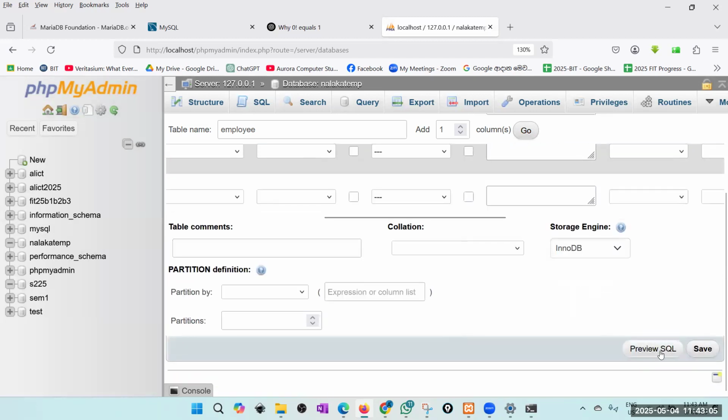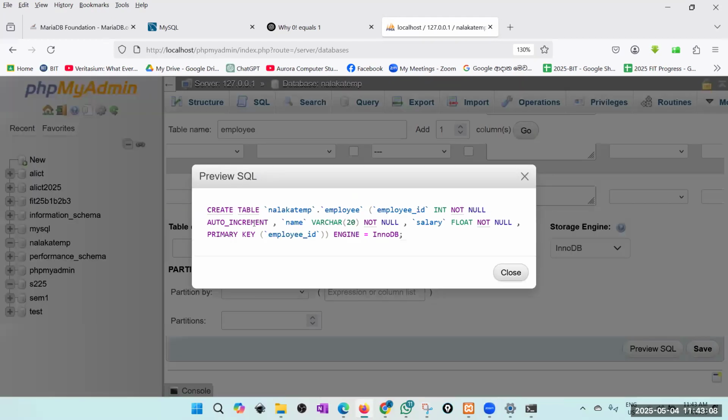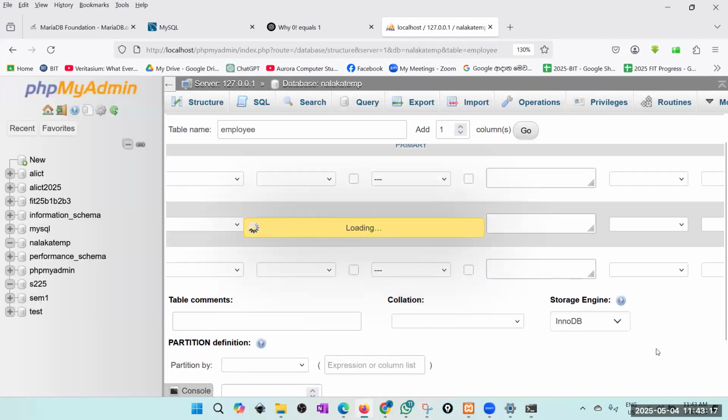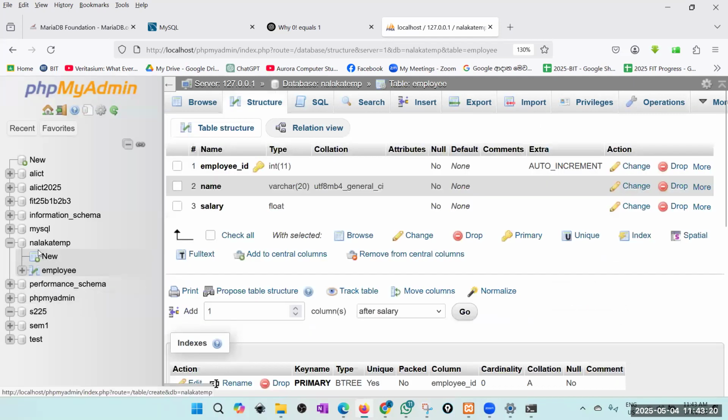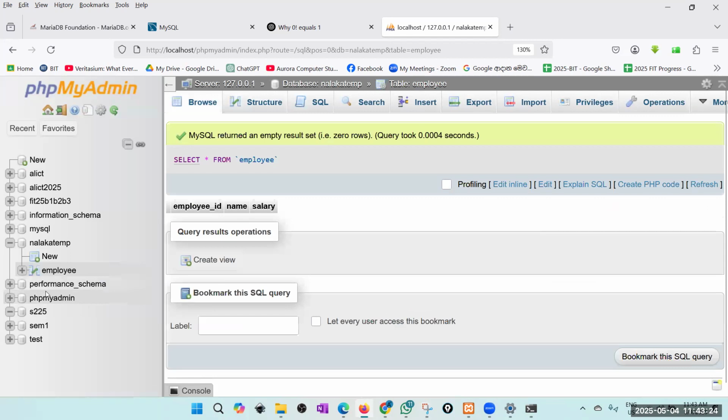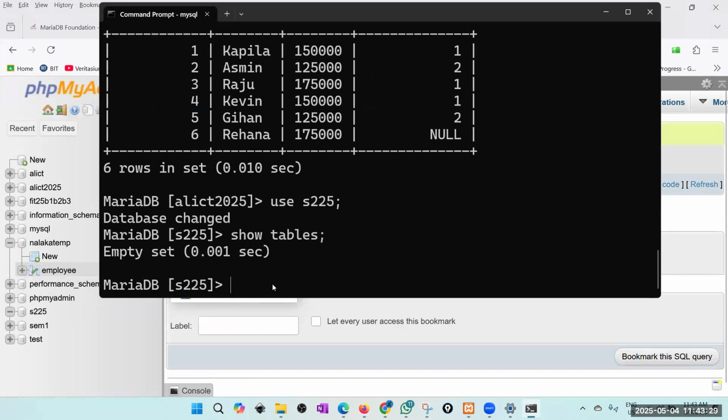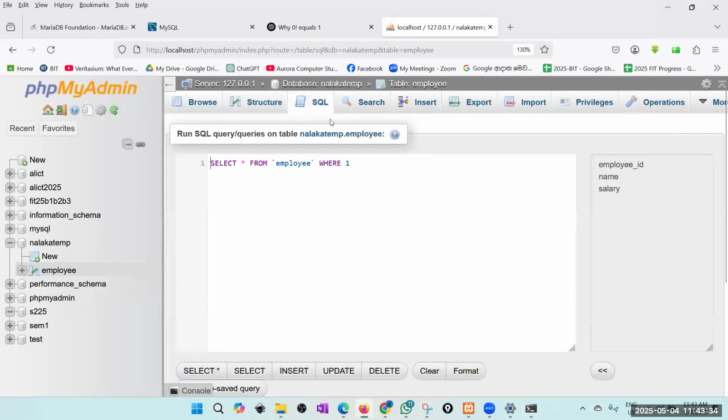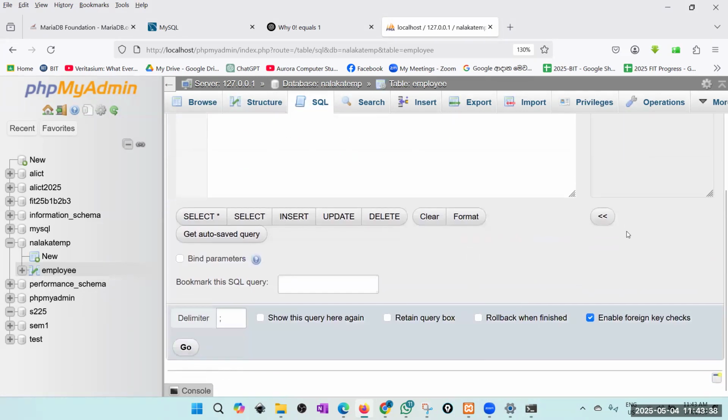And then you can either see preview SQL, that is the SQL that is generated by your tool, or you can write this create table SQL later, or you can just say save. That means your table is created now. Now you can see inside Nalaka temp, there's a table called employee. Or you can go to the SQL prompt and create your tables and everything using SQL. And here you can just execute it.